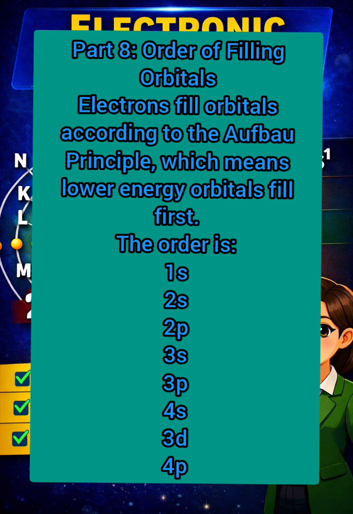Part 8, order of filling orbitals. Electrons fill orbitals according to the Aufbau principle, which means lower energy orbitals fill first. The order is 1s, 2s, 2p, 3s, 3p, 4s, 3d, 4p.